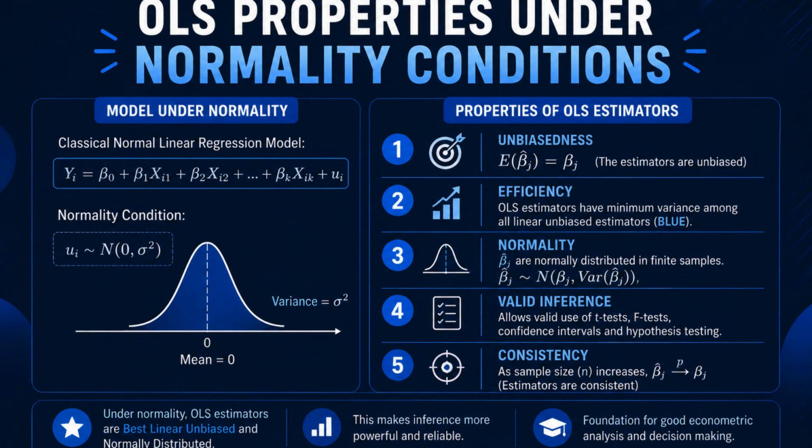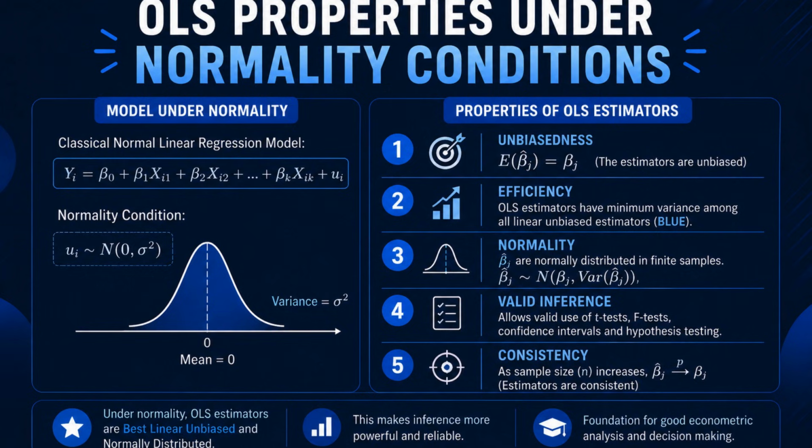Similarly, when we want to test multiple restrictions or coefficients together, we can use an F-test. We can also construct confidence intervals around our estimated coefficients. So normality provides the foundation for many of the standard finite sample inference procedures used in classical econometrics.